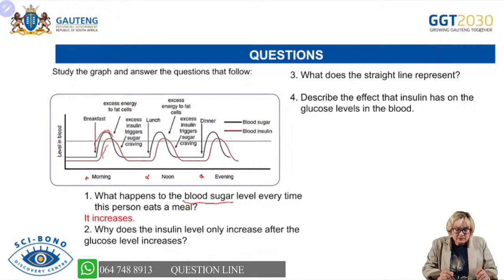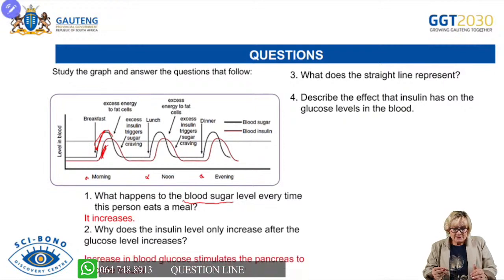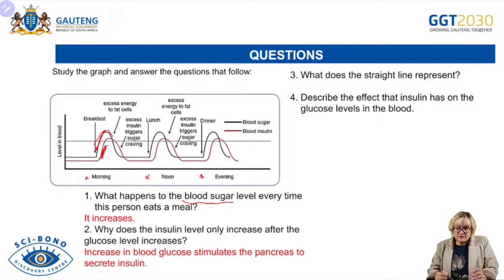Because if you look, you'll see that after we have that increase there, we see an increase here in the insulin levels. Why is that every time after you've eaten? Because what is being absorbed after you had a meal? Glucose. So what will happen to the blood sugar level? It increases, it stimulates the pancreas to secrete what? Insulin. And then because insulin is secreted into the bloodstream, you see the rise. Let's check our answer. Increase in blood glucose stimulates the pancreas to secrete insulin.